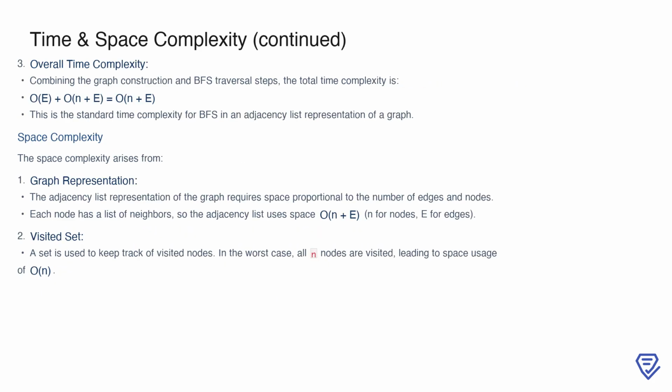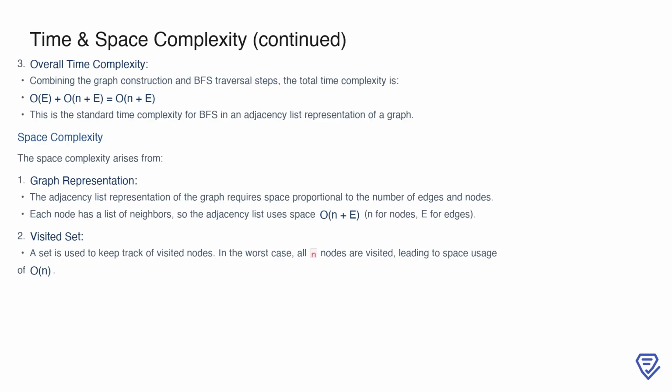Now, when we combine the time complexities of graph construction and BFS traversal, the overall time complexity of the implementation is O(E) plus O(N plus E), which simplifies to O(N plus E). This is the standard time complexity for BFS when using an adjacency list representation.